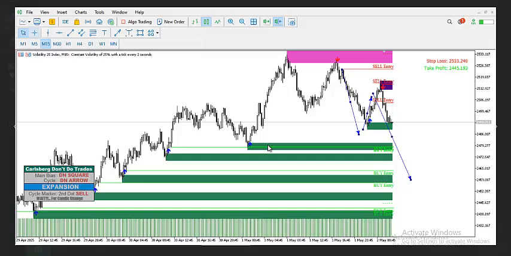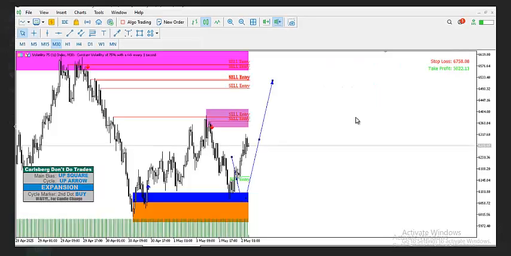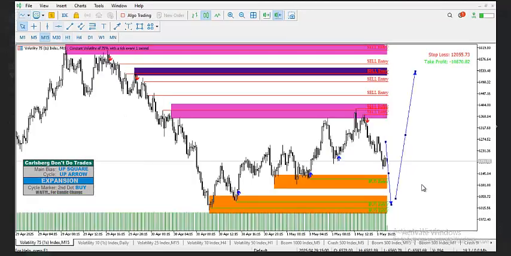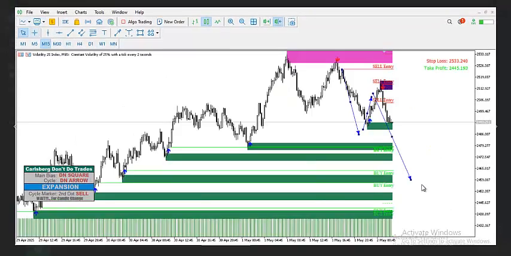Also on V25, volatility 25, you can see we predicted it over here. Before it fell, we said it's going to move down, and price will move back up, then go back down, and you can see it over here. Price is moving exactly like we said. One thing is that we are not interested in this pullback. We are only interested in the sell continuation.